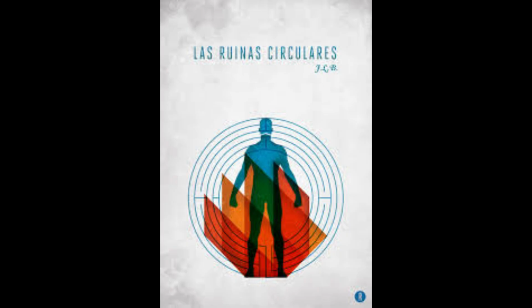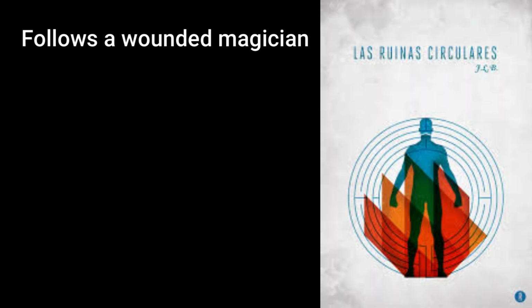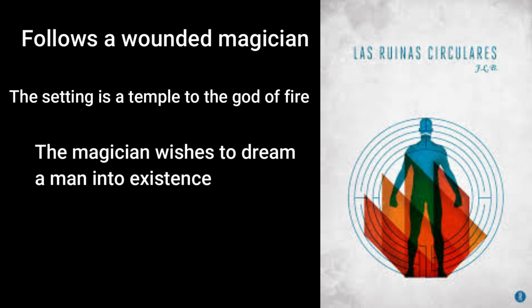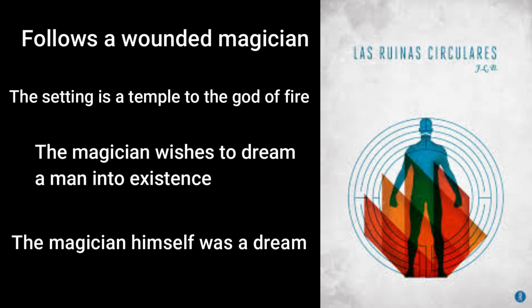Okay, so next we're going to move on to The Circular Ruins. In this story, we follow a wounded magician. He comes ashore near the ruins of an ancient circular temple to the god of fire. His overall goal is to dream a man into existence, piece by piece, and turn him into reality. After lots of effort, the fire god consents to animate the dreamed son, turning him into real life, making him imperceptible to fire so he can pass as a real human. Later, when a forest fire engulfs the temple, the magician steps into the flames expecting death, only to realize he feels no pain, discovering that he too is a dream of someone else. Again, here's another example of this idea of dreams and reality blending.